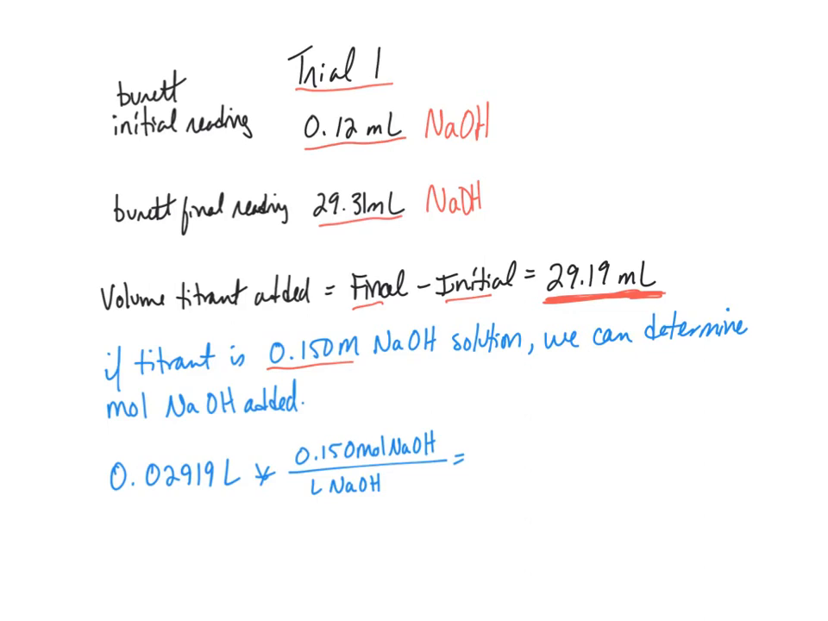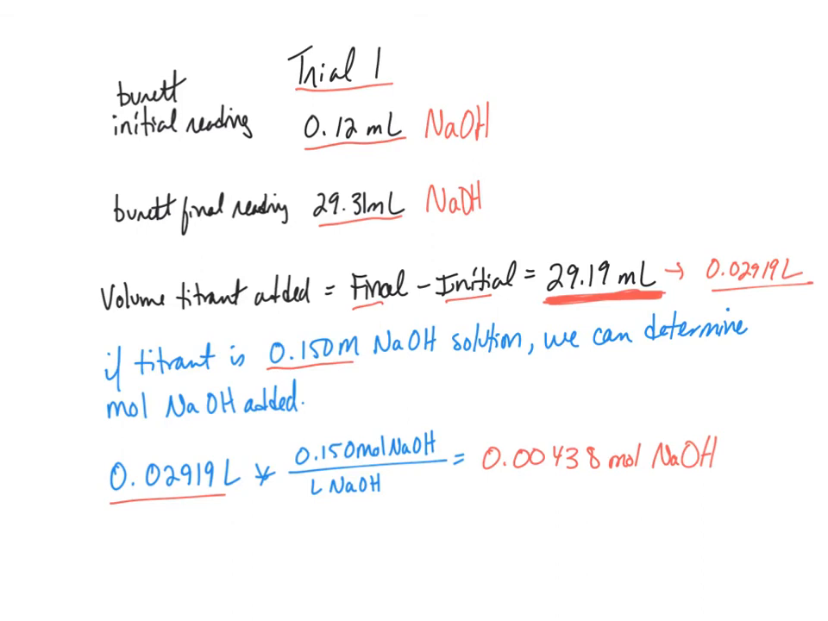So if we have 29.19 milliliters, I can convert that to liters. That's 0.02919 liter. So I take that value and realize the 0.150 molar is 0.150 moles per liter. So I multiply those values out, and 0.02919 times 0.15 gives me that I have 0.00438 moles of NaOH.